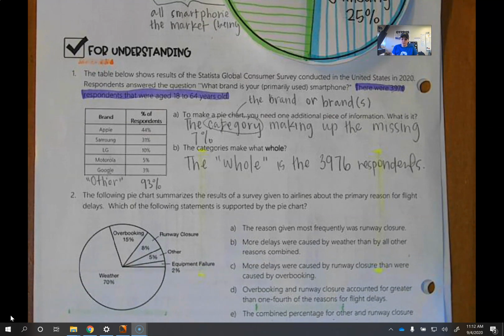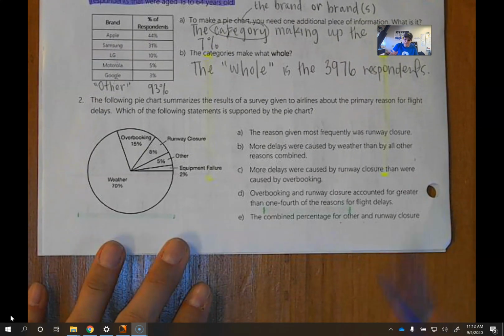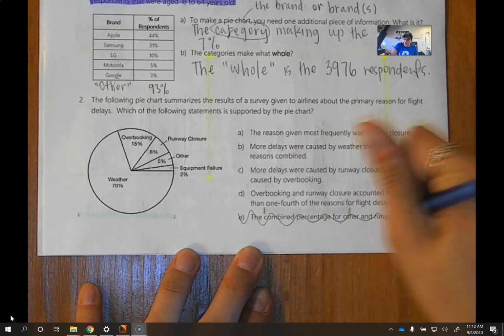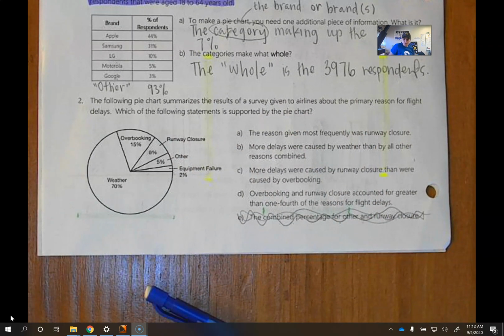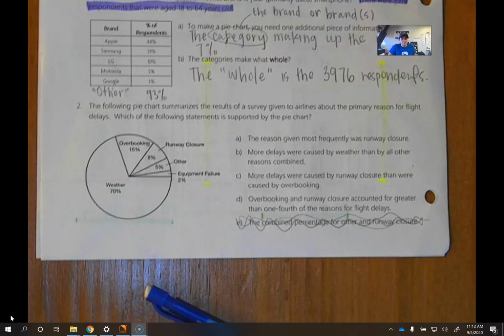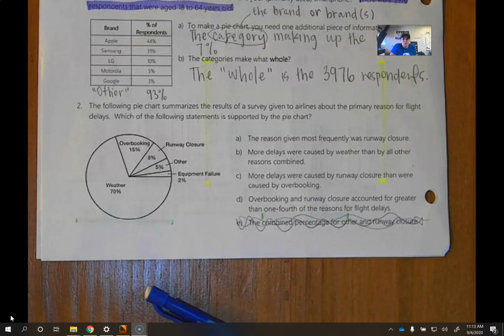Okay, next question, number 2. Now, in this problem, letter E, the rest of the answer got cut off. So you can scribble out option E because you're missing the rest of the sentence. So number 2, the following pie chart summarizes the results of a survey given to airlines about the primary reason for flight delays. Which of the following statements is supported by the pie chart?